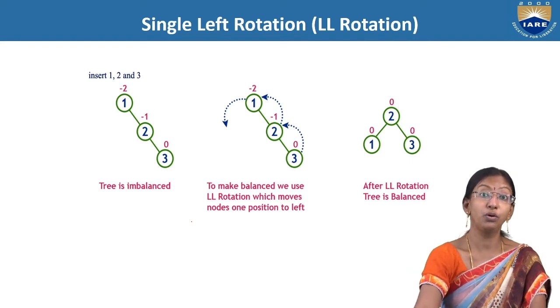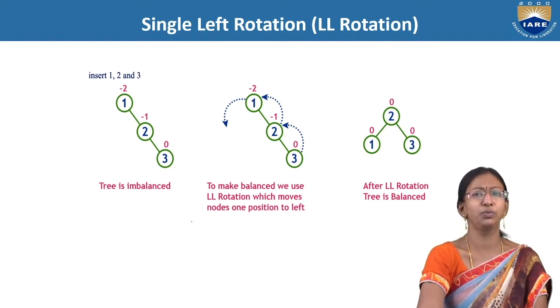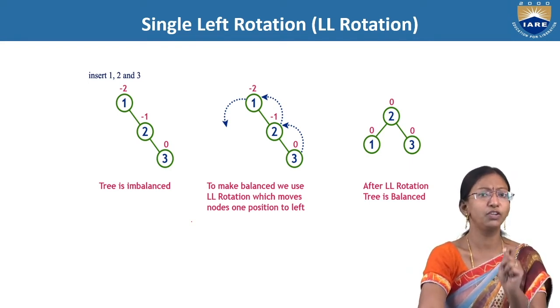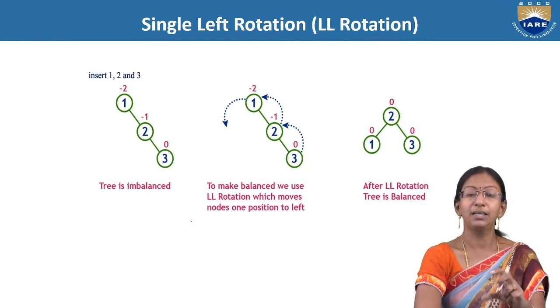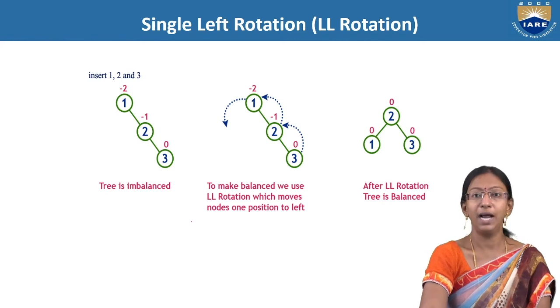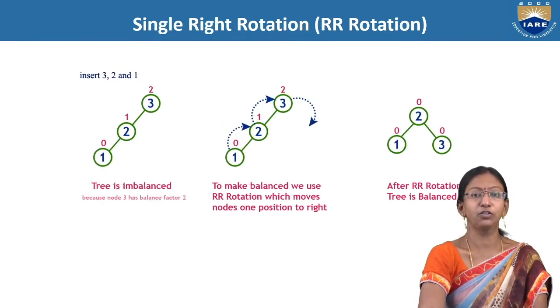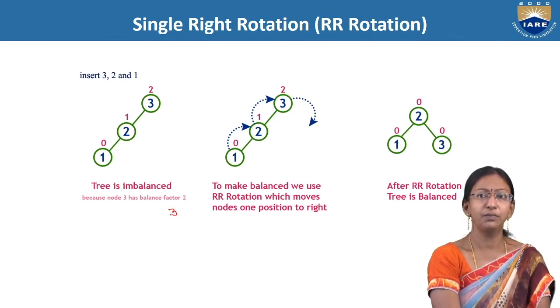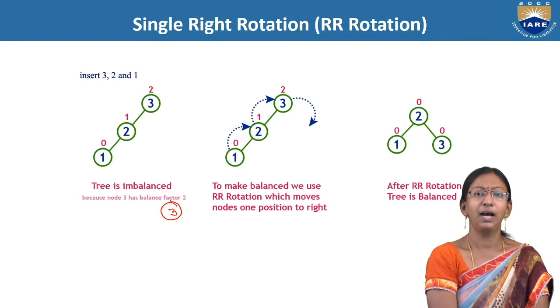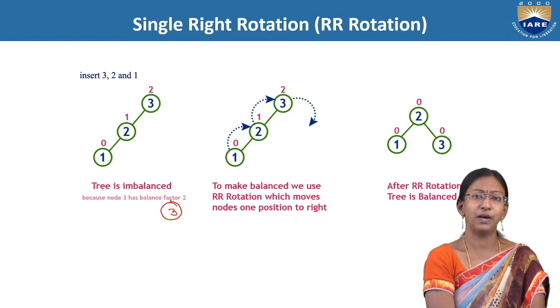Whenever there is more weight on the right, please rotate towards left. The node which violates the rule of AVL, you have to rotate with that node in your hands. Okay. So the next one, reverse of the scenario which we have seen just now. I'm going to start with 3. As it is the only node, balance factor is 0.